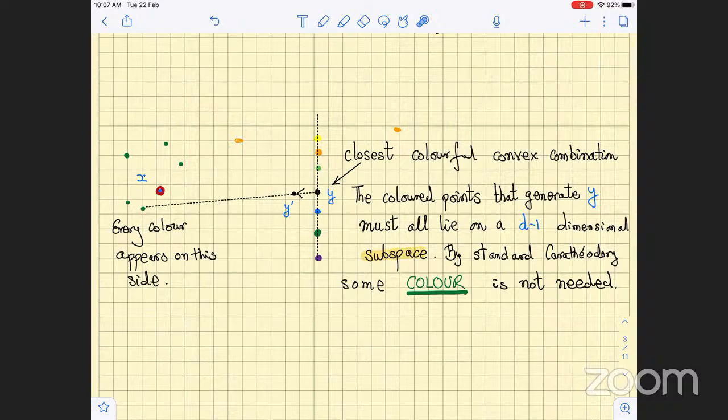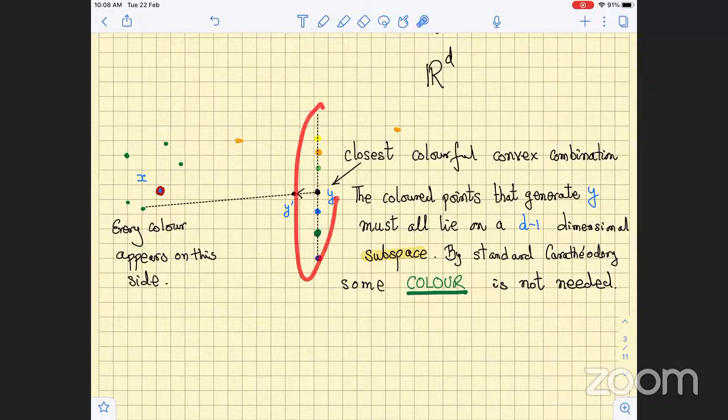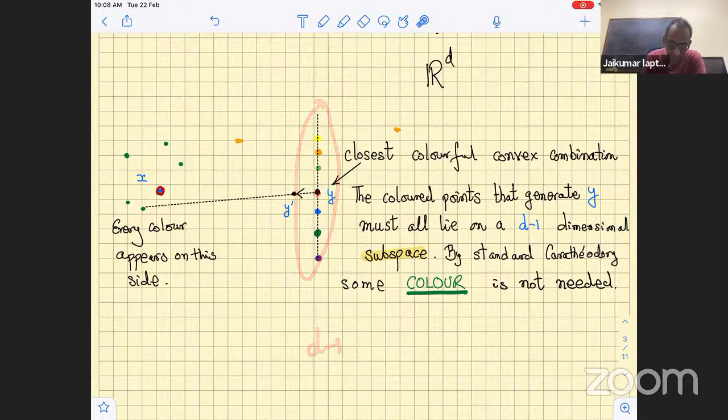Now, we were in which dimension? We were in R^D. So what is the dimension of this? I say hyperplane, but I mean this affine plane. What is the dimension of this space? It is D minus 1. And this point is a convex combination of some points in this D minus 1 dimensional space.